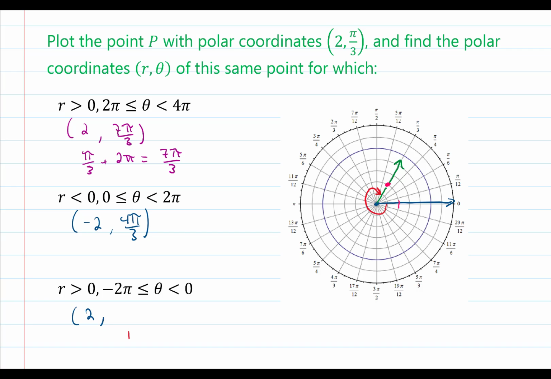So what we have is pi over 3 minus 2 pi, which gives us a difference of negative 5 pi over 3, which is the coterminal angle 4 pi over 3 with clockwise rotation. So my final answer here would be 2, negative 5 pi over 3. All right, so these are 3 ordered pairs that result in the exact same point as 2, pi over 3.